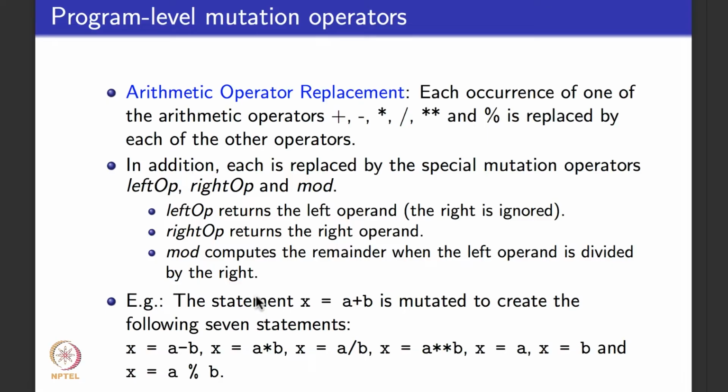So in summary, there could be statements in the program which have arithmetic operations in them. One possible way to mutate such statements would be to replace the arithmetic operator that you find in that expression. If it is a plus, you could replace it with minus, star, slash, mod, and so on. If it's a minus, you could replace it with plus, star, slash, mod, and so on. So this collection of mutation operators put together is called arithmetic operator replacement.